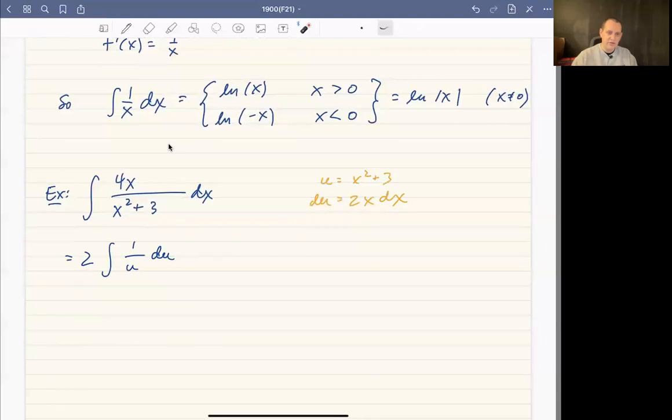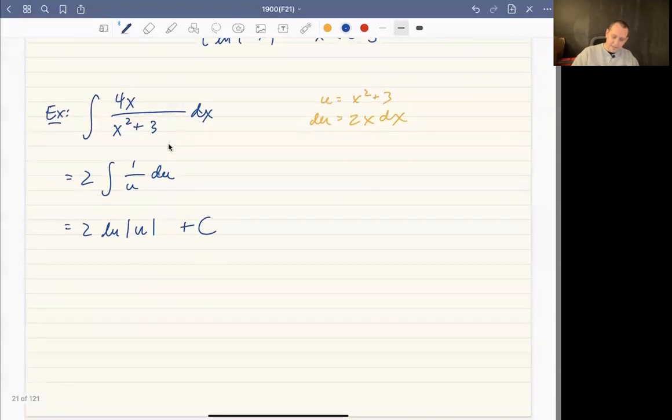Okay, so whatever your algebra steps are to get here, this is the right place to go. This is going to be 2 times the natural log of the absolute value of u plus c. And then that's going to be 2 times the natural log of x squared plus 3 plus c. I can drop the absolute value in this particular case because x squared plus 3 is always at least 3, and therefore always positive. So I don't need absolute values there.